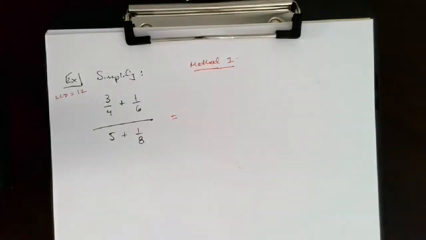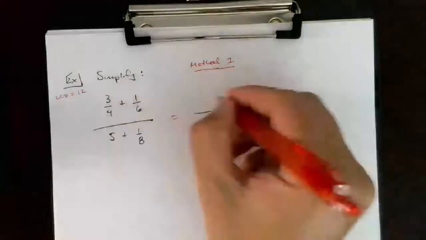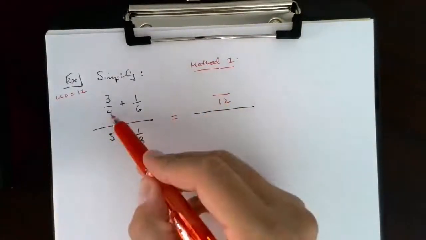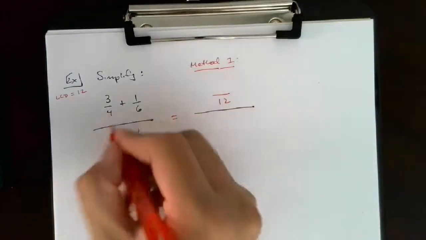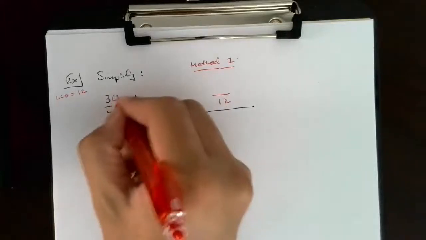So, you're going to have your main fraction bar, which separates this here. But then in the numerator, I know my fraction is going to have a denominator of 12. And then you have to ask yourself, okay, how do I get to that denominator? So 4 times what gives me 12? Well, 4 times 3 would give me 12. So then in the numerator, I have to do 3 times 3.